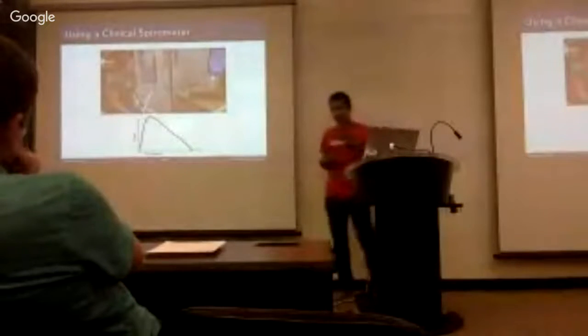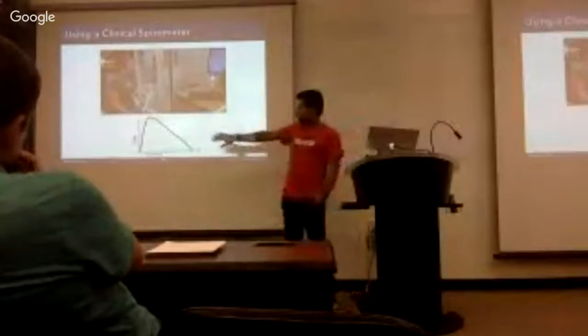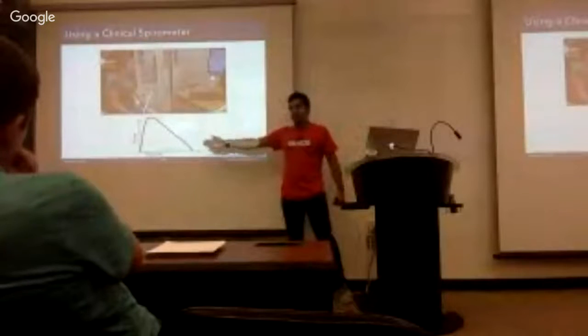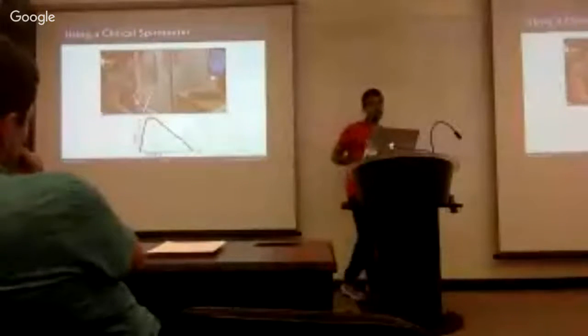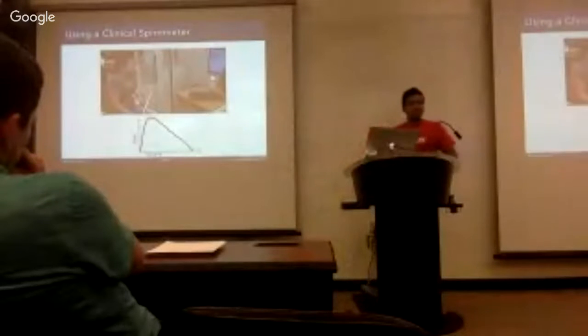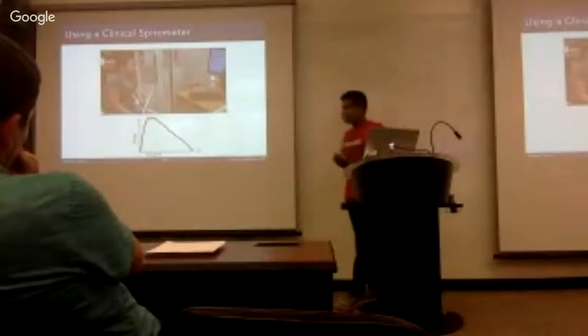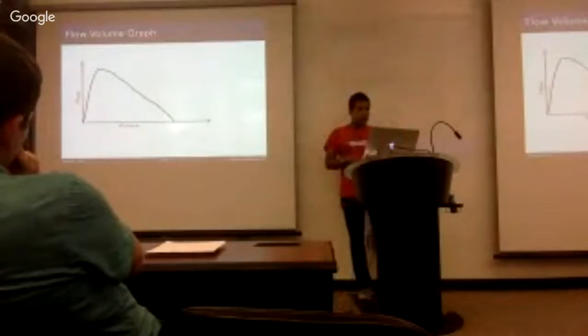And at the end of the test, the system generates this graph, which is basically plotting the rate at which you exhaled versus the total cumulative volume of air that was exhaled. And the doctors and the pulmonologists extract different measures out of this. So let's look at this graph more closely.